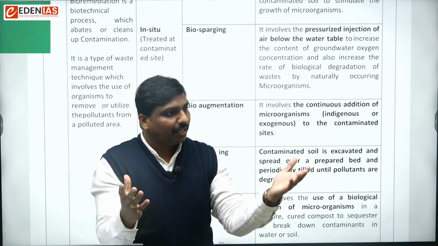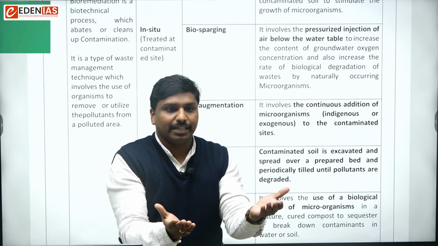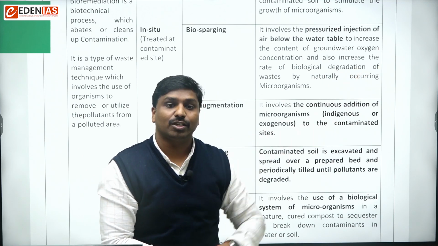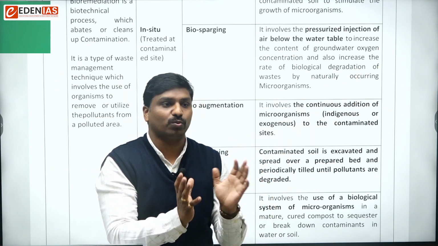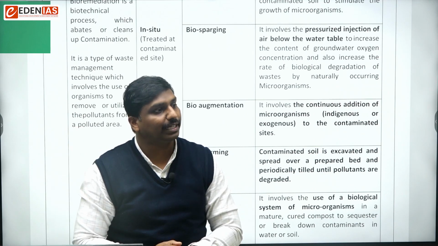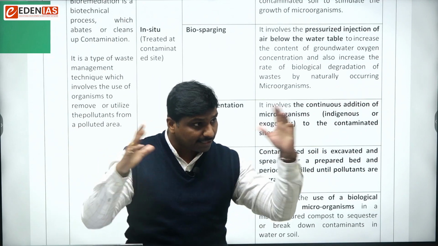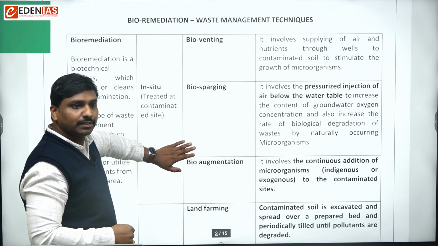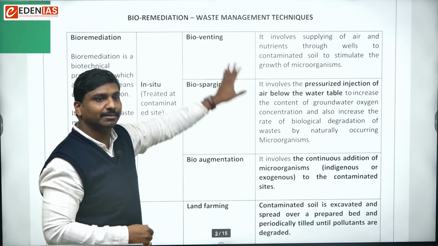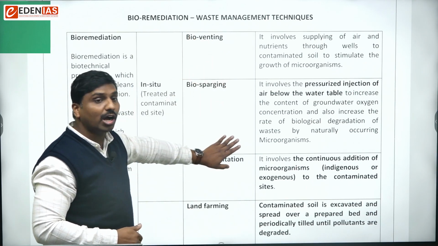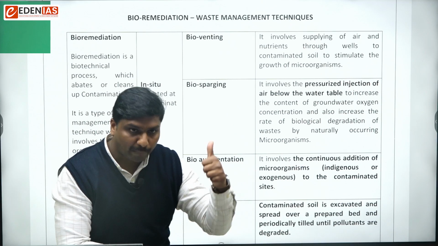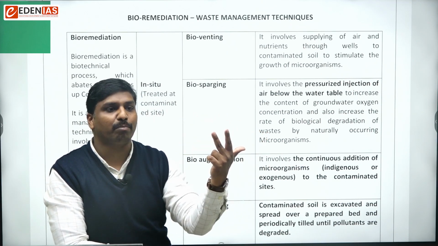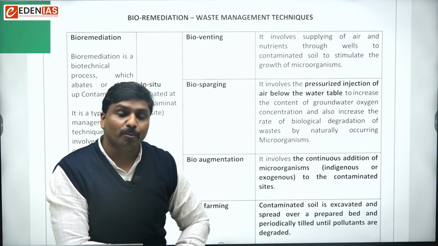Ex situ means you take up the polluted area, the contaminants, and you decontaminate it somewhere else, outside the source. If you take it away from the source and decontaminate it, that is ex situ bioremediation. In in situ methods, we have bioventing, biosparging, and bioaugmentation. Remember these 3 important methods of in situ bioremediation.